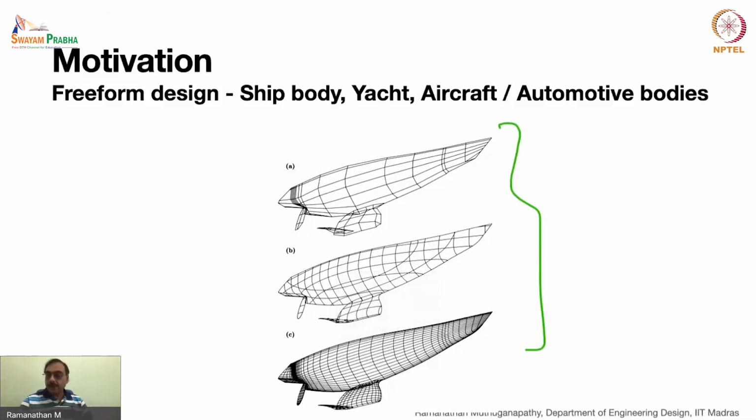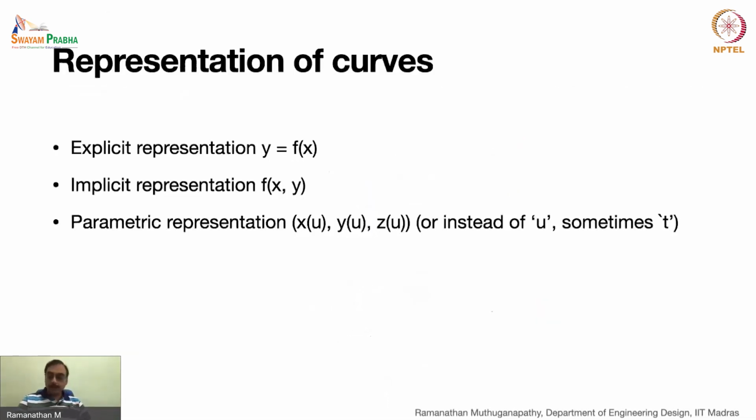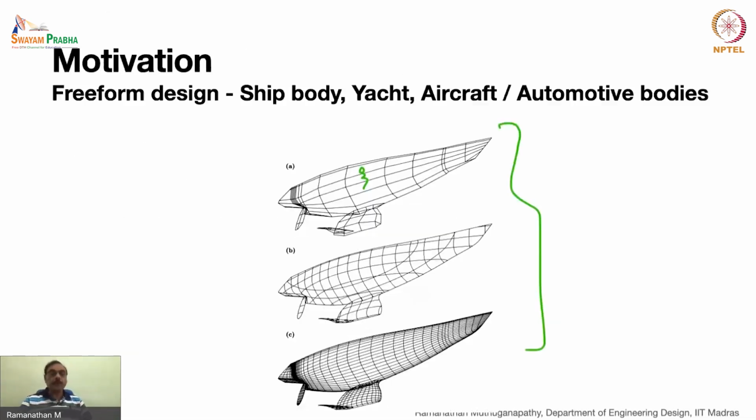Suppose I want to change some shape locally, I need to know the behavior. Suppose I do something, how is this entire body going to behave? So I need to know a little bit more about the behavior, as opposed to what explicit or implicit equations can do. I'll elaborate on this a little later.